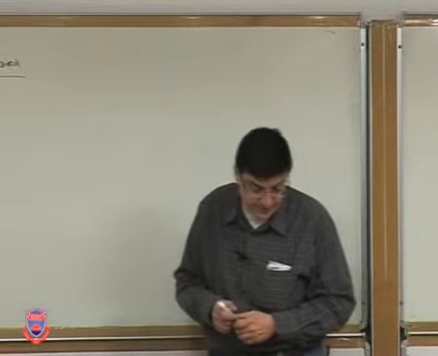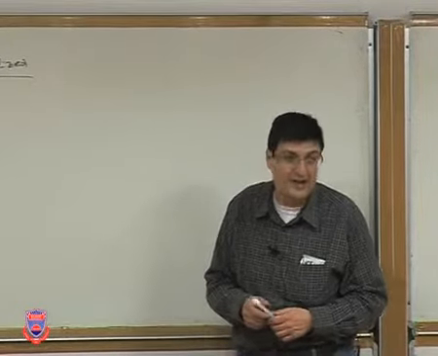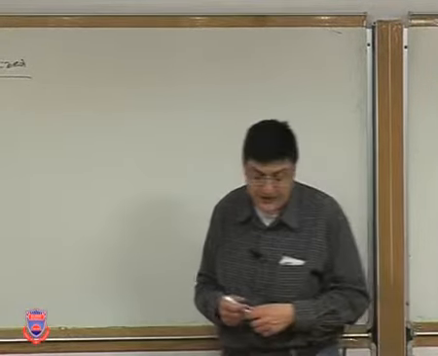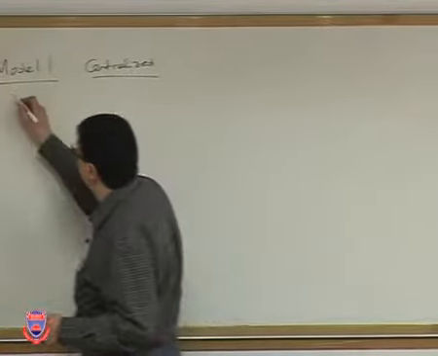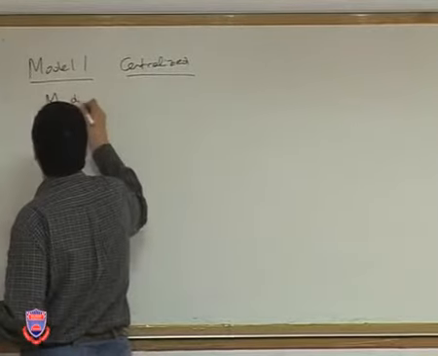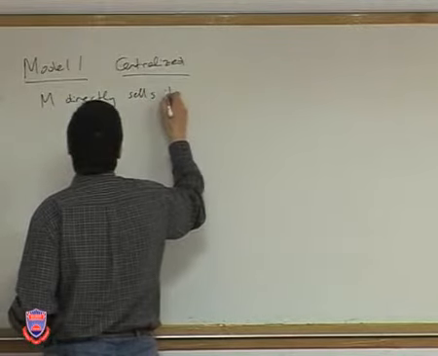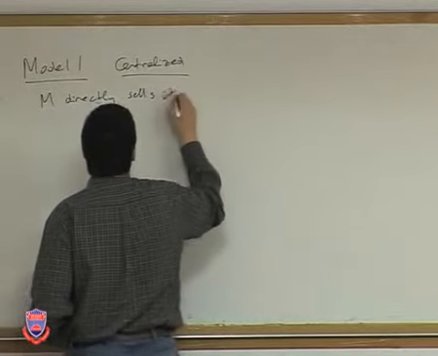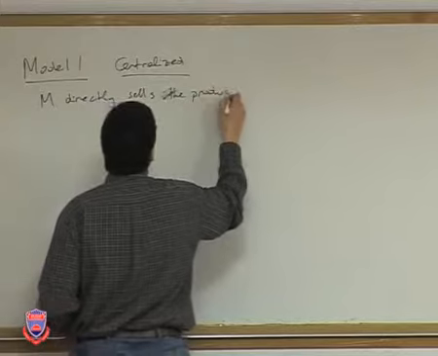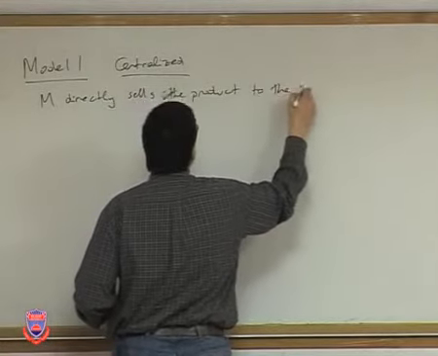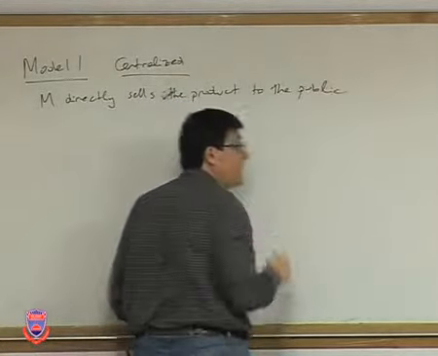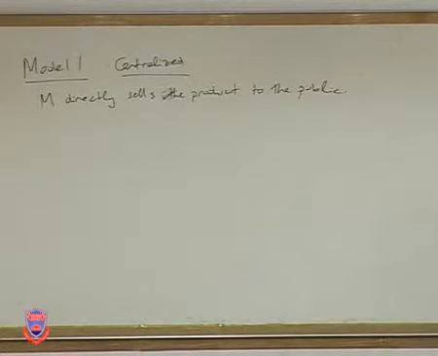So now usually the way that you pronounce this is as follows. If M directly sells the product to the public. Okay, this is one way of putting it into action.